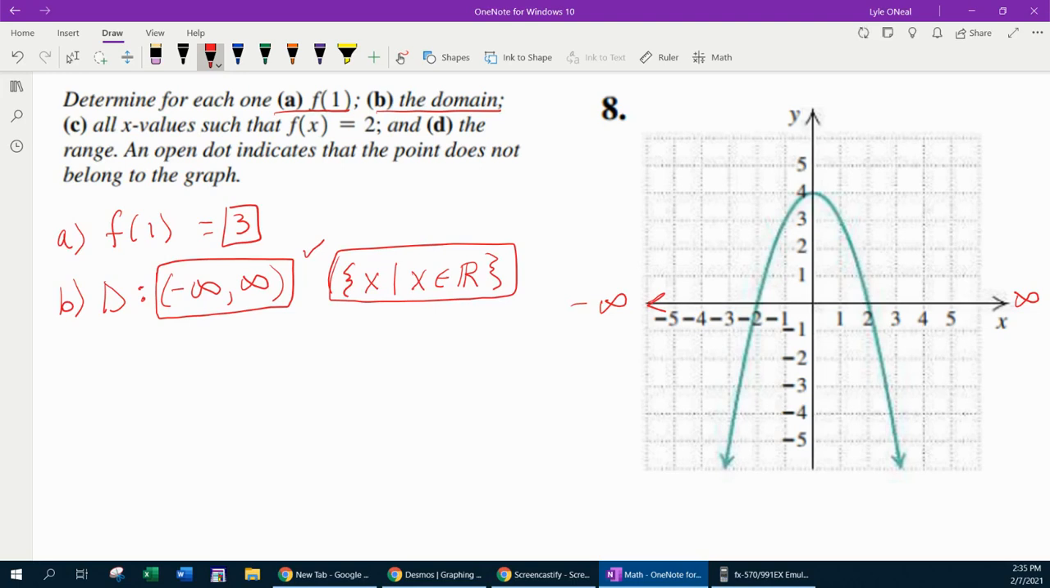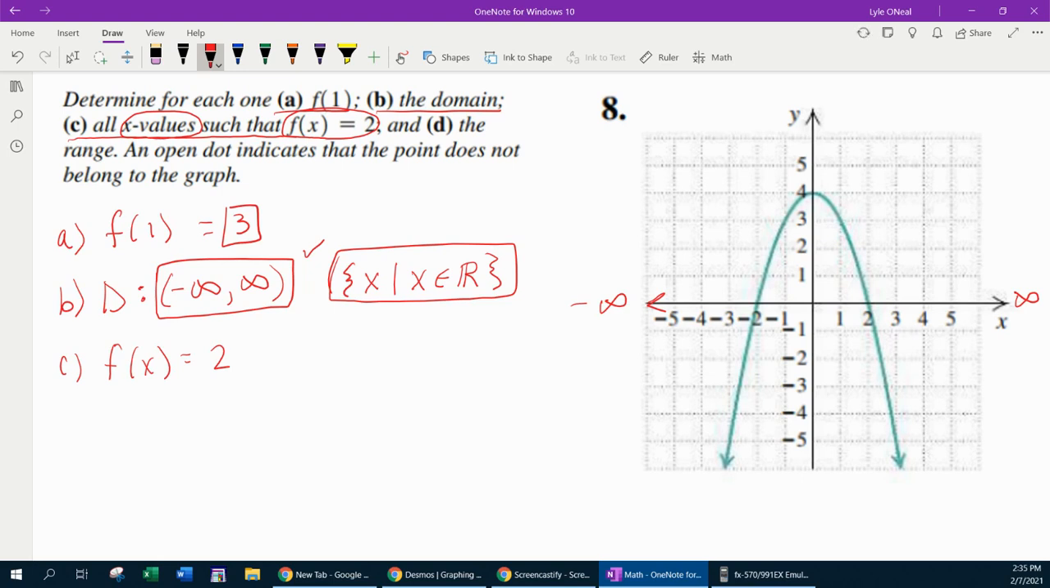Next, part C. We want to find all of the x values where f of x is 2. So what are they actually telling me here? Well, remember f of x means y. So what they're saying is, hey, when y is 2, what's x? That's what they're asking me. When y is 2, what is x?